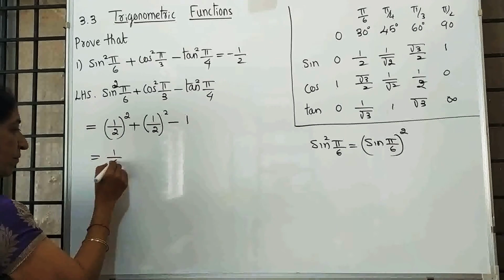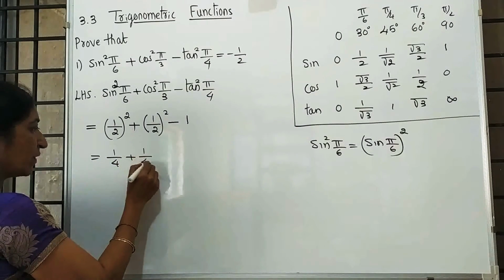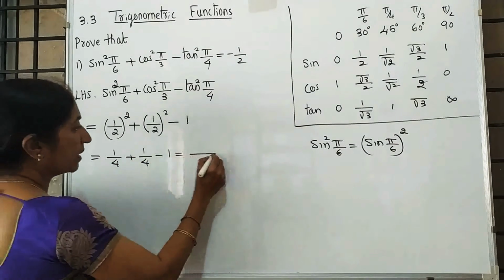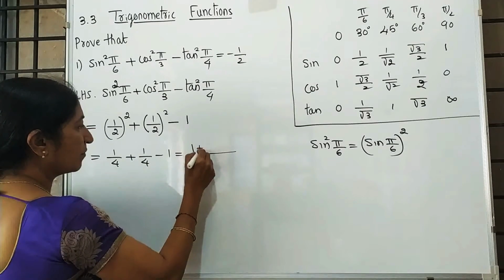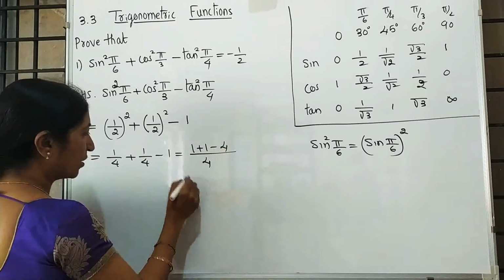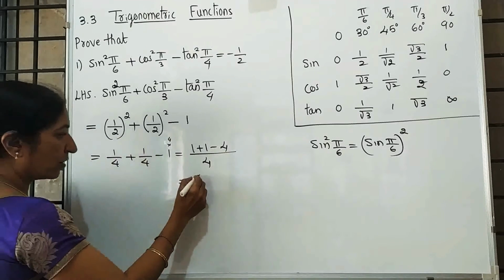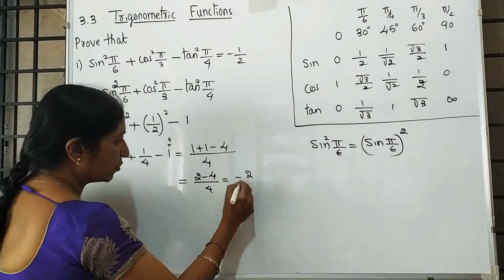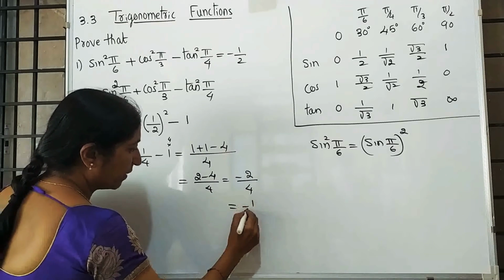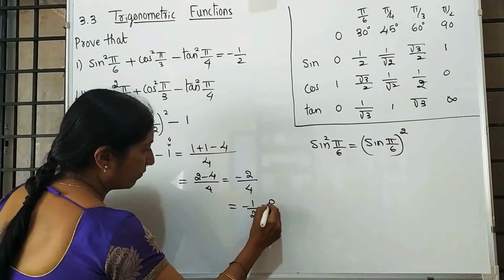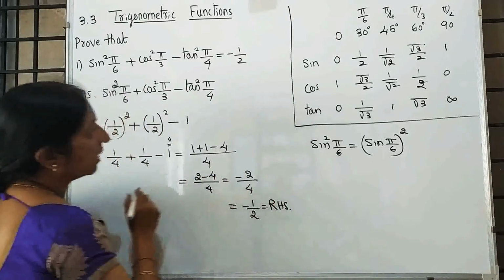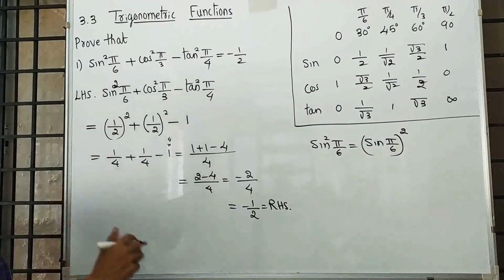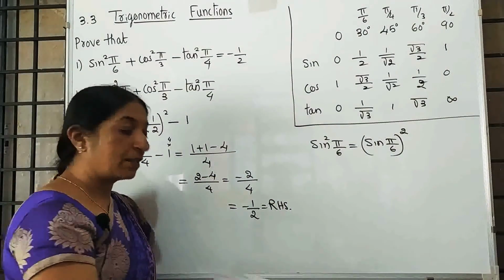This is 1 by 4 plus 1 by 4 minus 1. LCM is 4. 1 plus 1 minus 4, this is multiplied with 4. 2 minus 4 upon 4, that is minus 2 by 4. Minus 2 by 4 is nothing but minus 1 by 2. That is RHS. See, the table is must and should, and the sums are very easy.